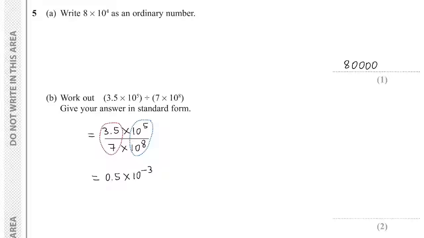We need to give our answer in standard form, so we're just going to say this is 5 times 10 to the minus 4. I increase the 0.5 by a factor of 10, so I decrease the power of 10 by 1. So my final answer will be 5 times 10 to the minus 4.